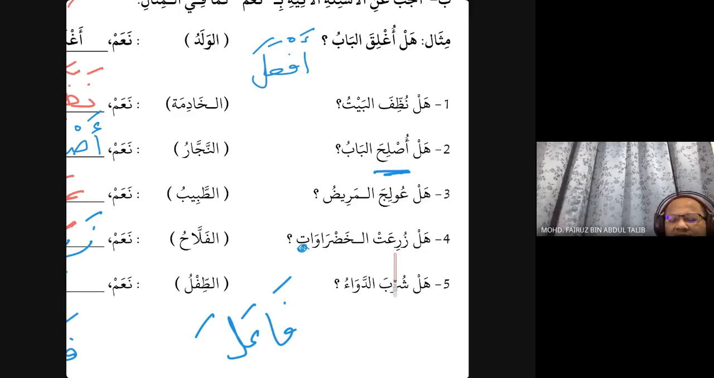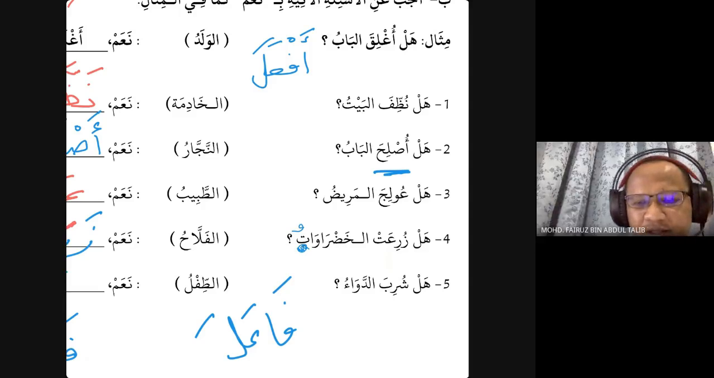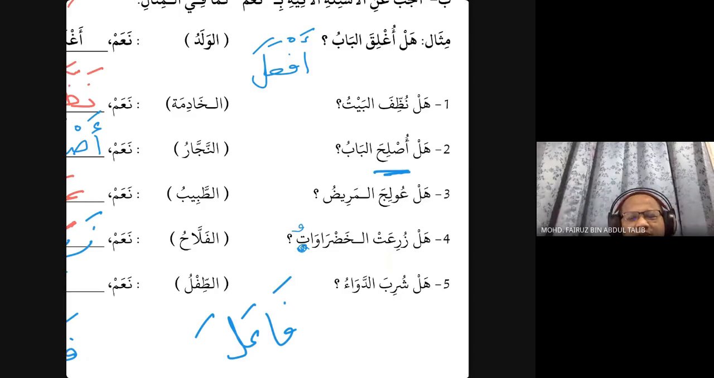This is the fi'il, but in the mabni lil majhul form, so this must be the na'ib fa'il. The vegetables were planted. So this is na'ibul fa'il. So what is the hukum for na'ibul fa'il just now? Marfu. So when it is marfu, how do you read the word? Dhamma. Yes. So that is why we read Zuri'at al-khadrawatu. Again, Zuri'at al-khadrawatu.